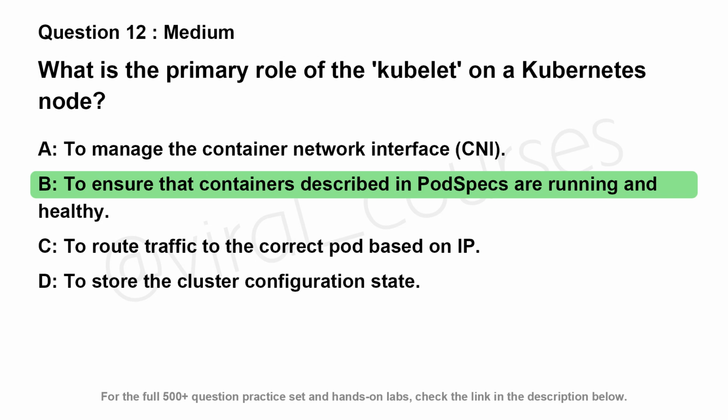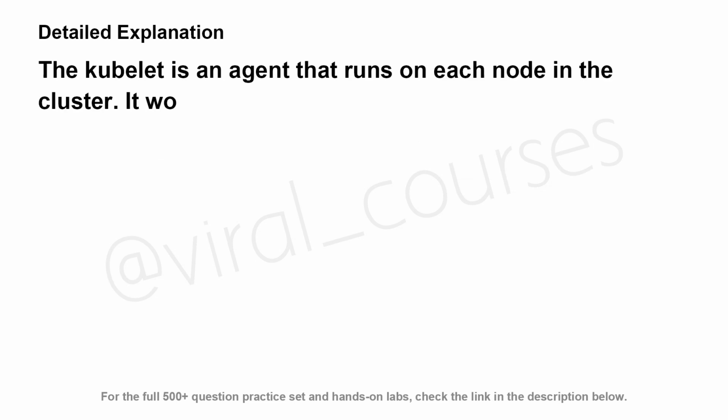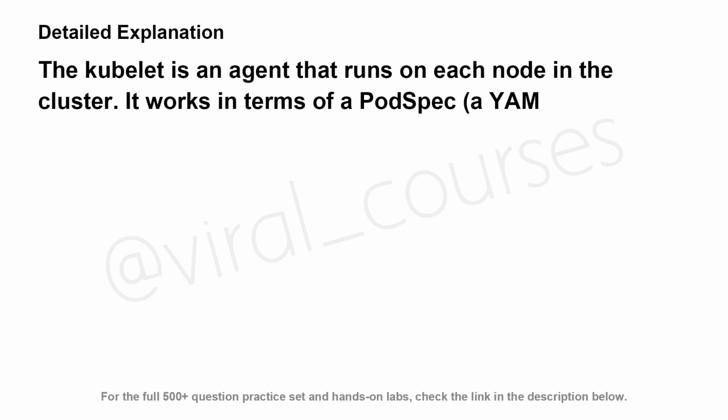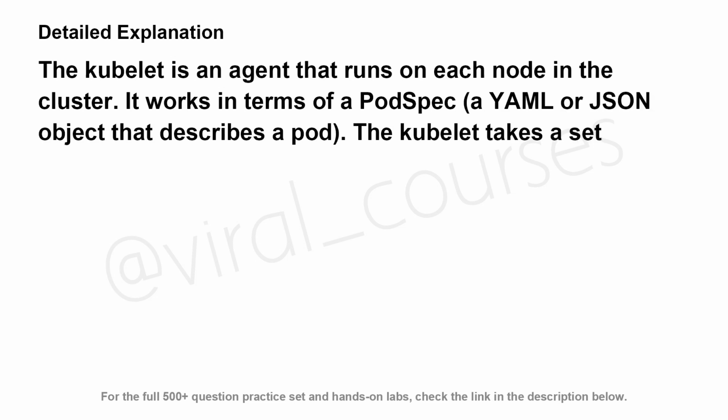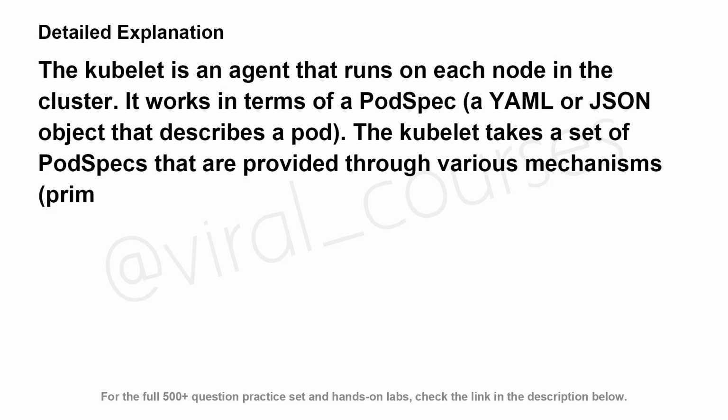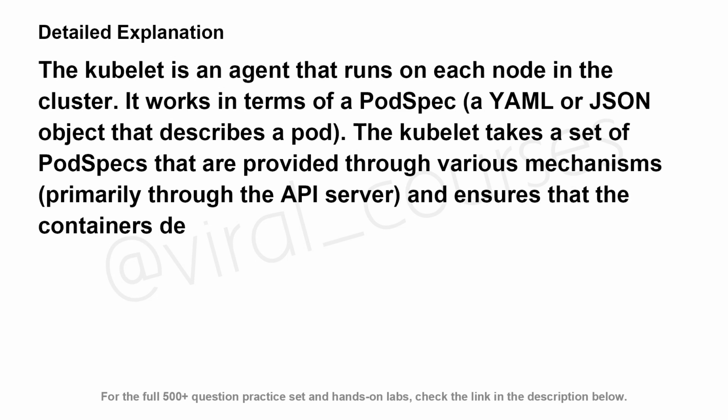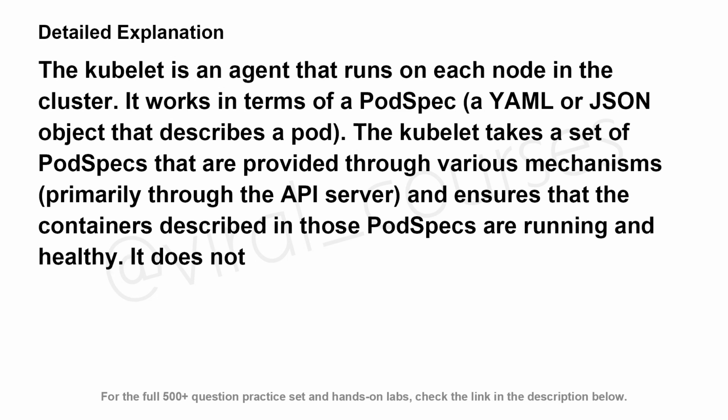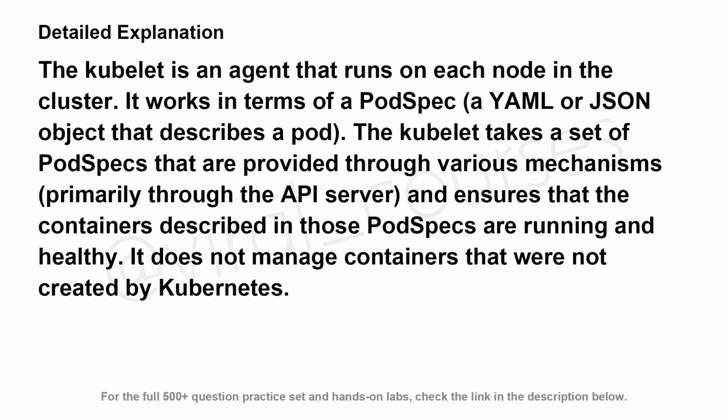The correct answer is B. The kubelet is an agent that runs on each node in the cluster. It works in terms of a pod spec, a YAML or JSON object that describes a pod. The kubelet takes a set of pod specs that are provided through various mechanisms, primarily through the API server, and ensures that the containers described in those pod specs are running and healthy. It does not manage containers that were not created by Kubernetes.